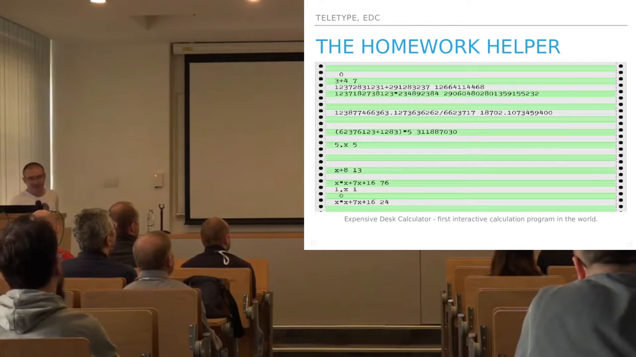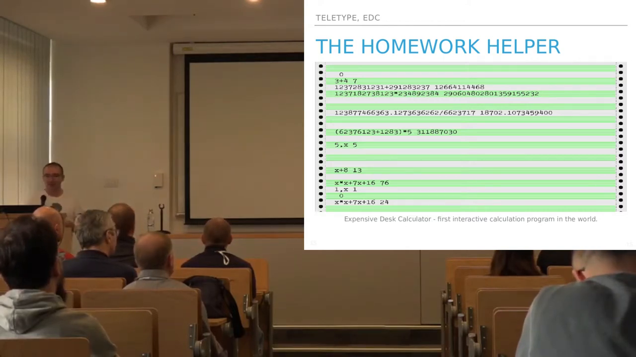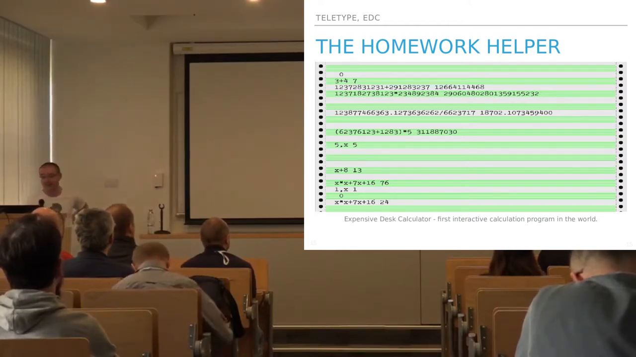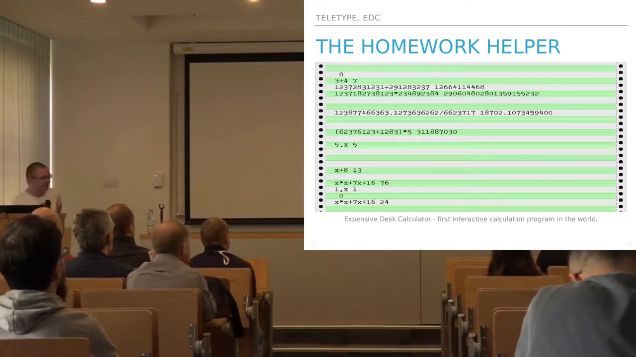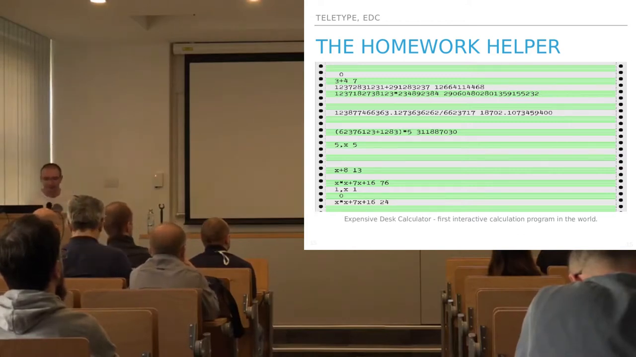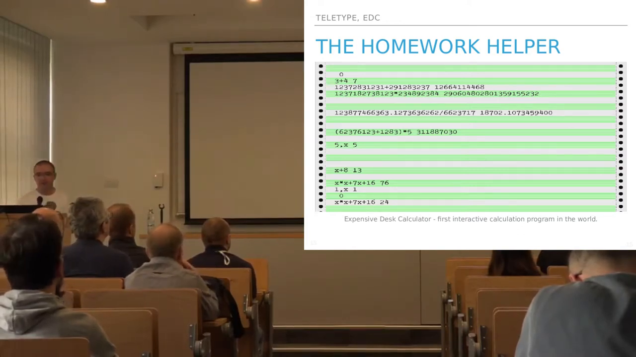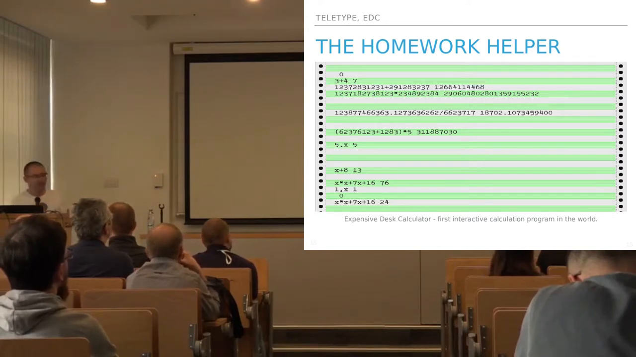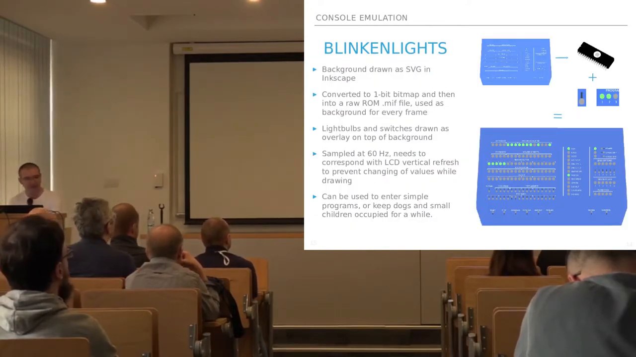He was a student at MIT and needed access to a calculator to finish his numerical analysis homework, but couldn't get one, so he decided to write one himself, which is kind of cool, because this became the first interactive calculation program ever in history. So this was the first time you could sit behind a computer, sit behind a teletype, type in mathematical expressions, and they would come out as solutions. It might not seem so revolutionary now, but it was quite huge back then.